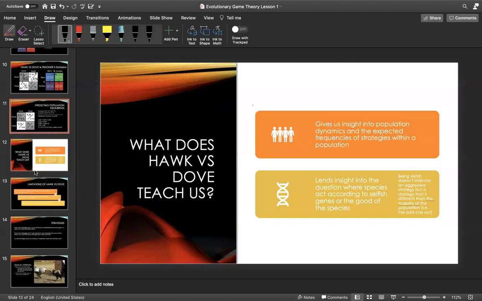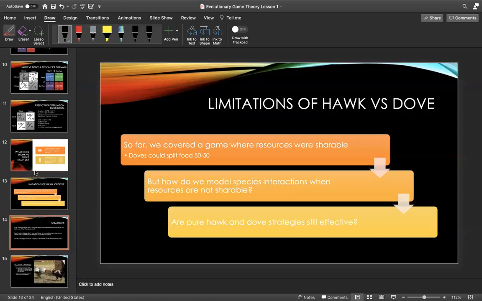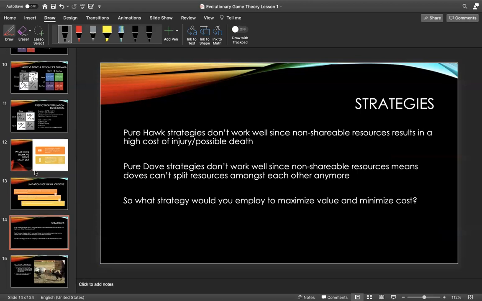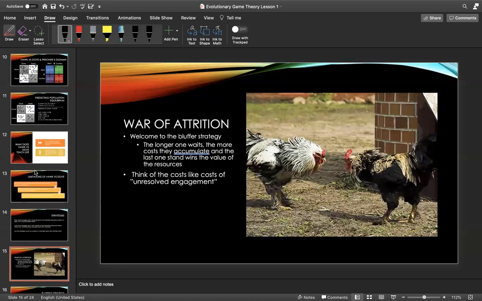But surprisingly, the most common form of strategy in response to these situations, when two individuals are competing for a mate, is not a bourgeoisie approach. It's something you wouldn't often think about, but it's a really interesting scenario. And this comes to a new game called the War of Attrition. The approach I was trying to hint at was the bluffer strategy. The bluffer strategy simply means the longer one waits, the more costs they accumulate, and the last one standing wins the value of the resource.